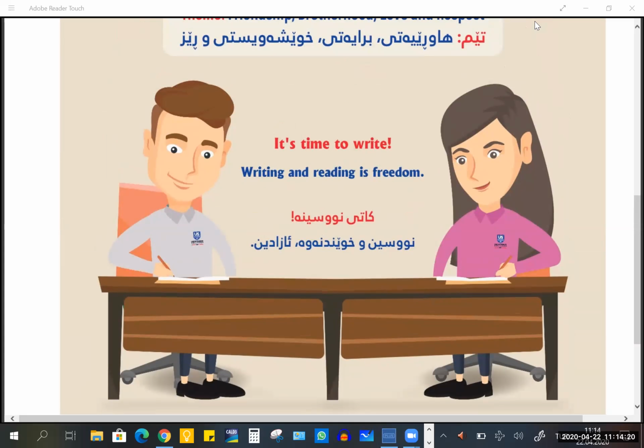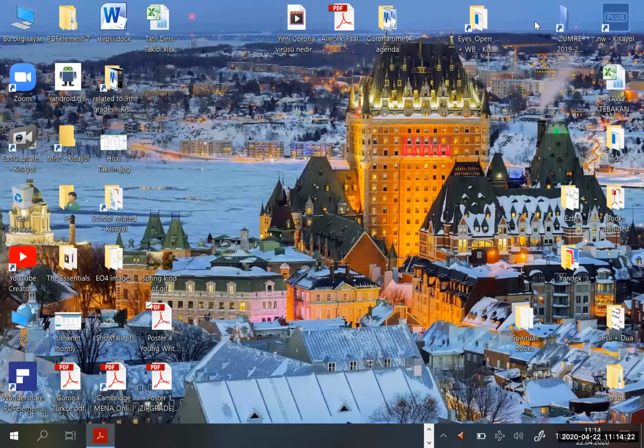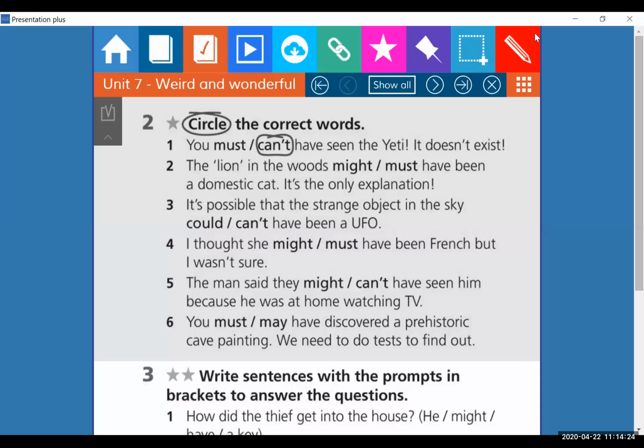After the announcements, let's continue with the book exercise. Here again, choose the right past modal verb. Let's do it all together. You must or can't have seen the Yeti. It doesn't exist, so it didn't happen in the past. So can't have seen is the answer.